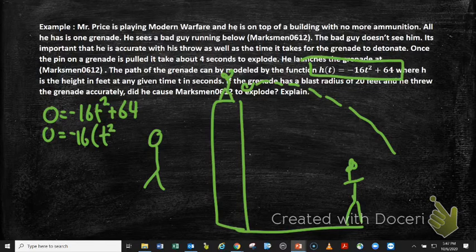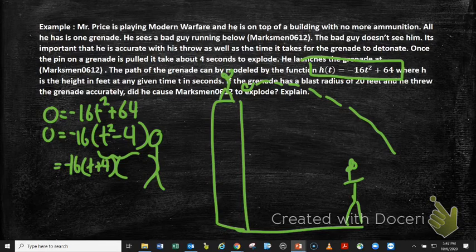So that would give me t squared minus, that's not 8, sorry, that's 4. So that's going to give me this factorized. And then once I get here, I have a quadratic still, so I'm going to keep this -16 in the front, and that's a difference of squares. That's t plus 2 times t minus 2, sorry.